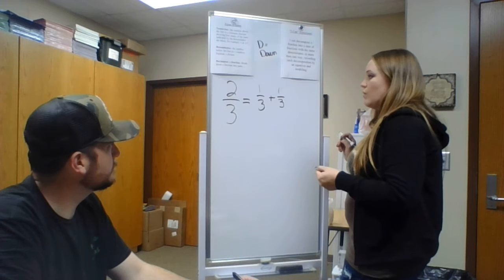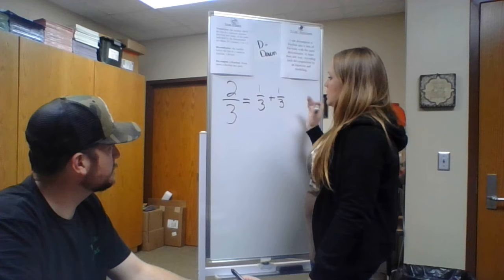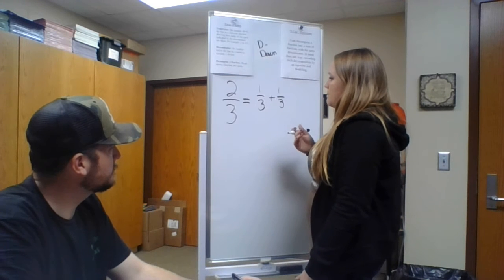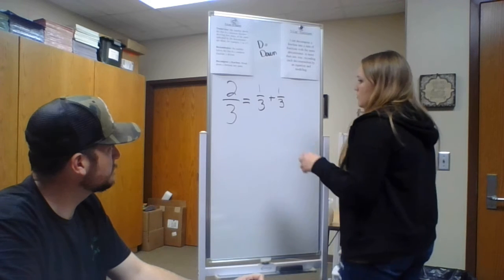Obviously you can't go any lower. I guess you could put a 0 out of 3, but you want to break it down to where the numerator is at a 1. Or you can break it down any way you'd like, to be honest, because it's just a breakdown of it.